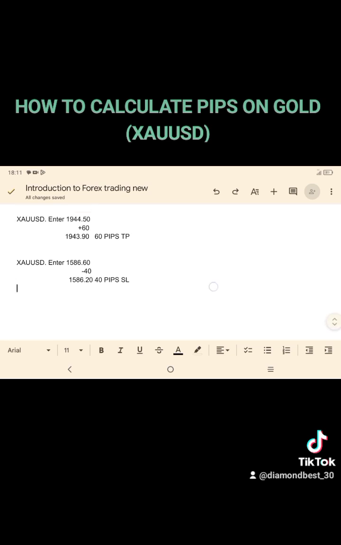That is all for our gold. That is all on how you can calculate gold.